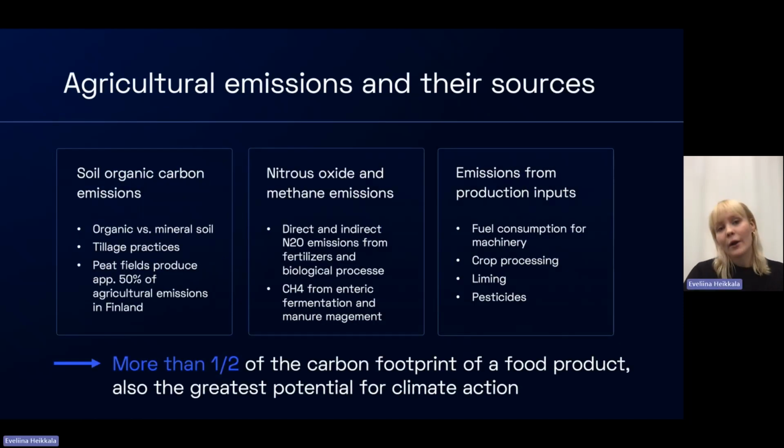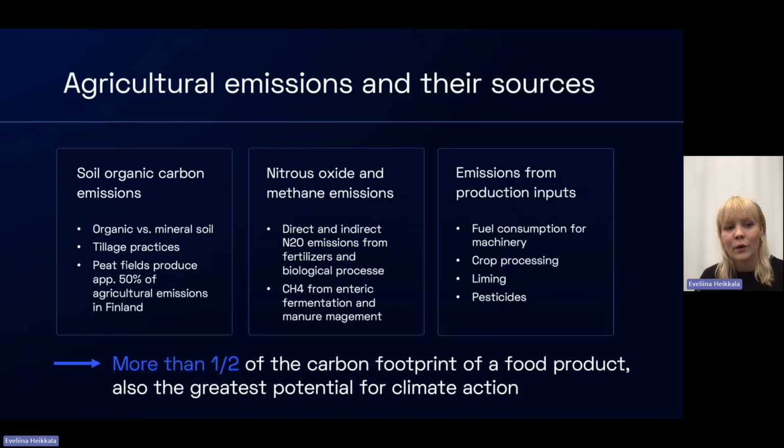So now we could take a look at the agricultural emissions and their sources. So here I have gathered 3 categories, with the first one being the soil organic carbon emissions. So these emissions arise from, for example, converting forest land to croplands, and then from different kinds of tillage practices. And here it is also important to consider whether the cultivation happens on mineral or organic soil. Because when cultivating in organic soil, the carbon stored in the organic layers of the soil will be released into the atmosphere due to different tillage practices.